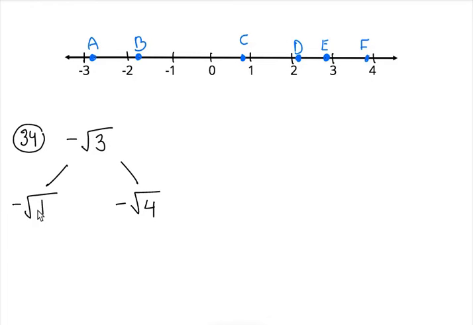So the negative square root of 1 is negative 1. Negative square root of 4 is negative 2, right? If our negative is on the outside, we're good. So my number or my dot is going to be between negative 1 and negative 2. So let's locate these on the number line. There's negative 1 and negative 2. So my answer for 34 must be B.